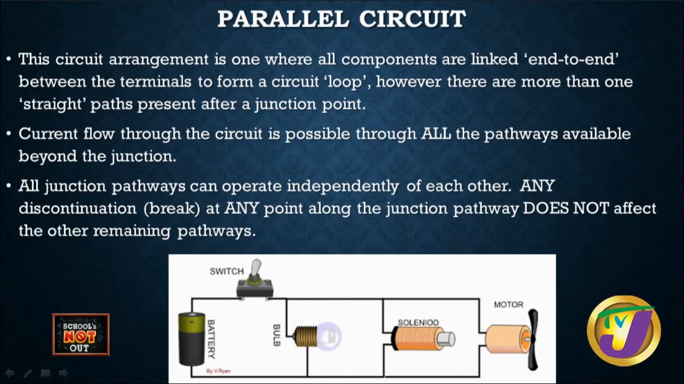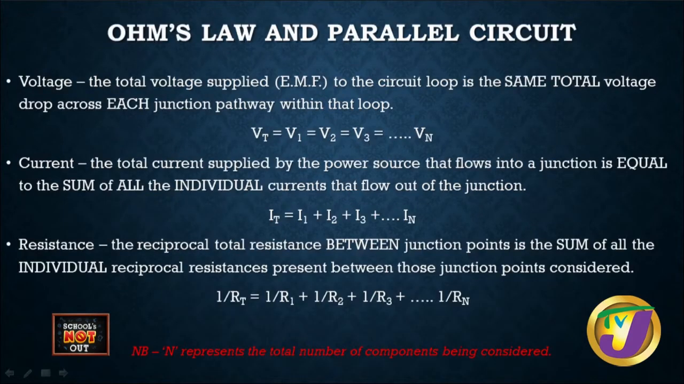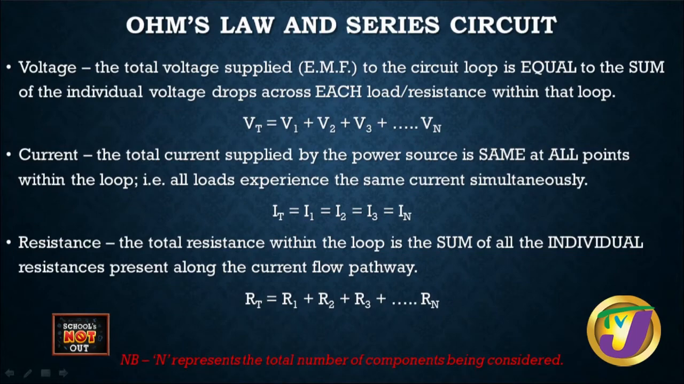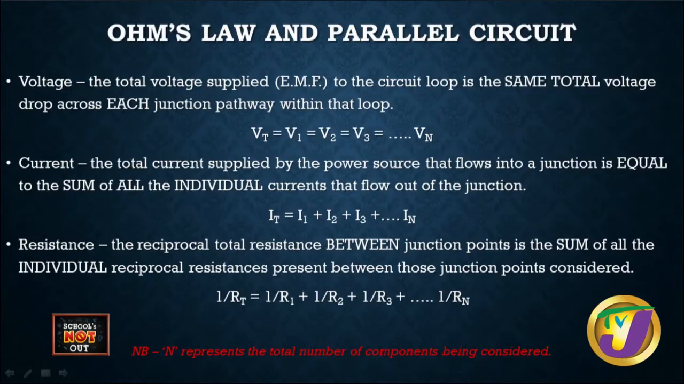Current is split. So whatever current is provided by the battery, a portion comes through the bulb based off its resistance, a portion goes to the solenoid based off its resistance, and then the remainder goes through the motor. And of course, the resistance, and we'll work out a question with this, is just really the reciprocal working out. So when you compare with series, it's a similar thing, but we have just reciprocated the values.